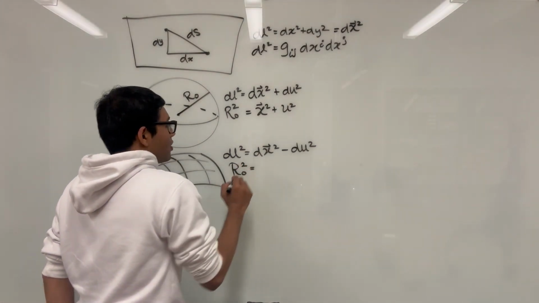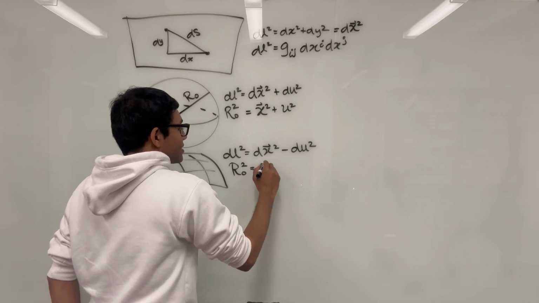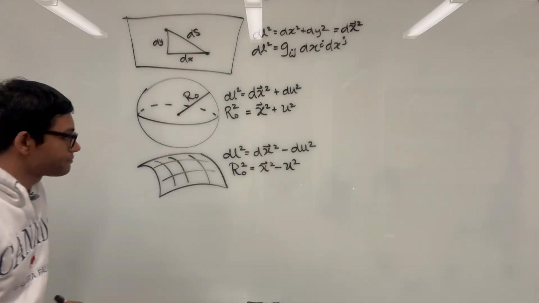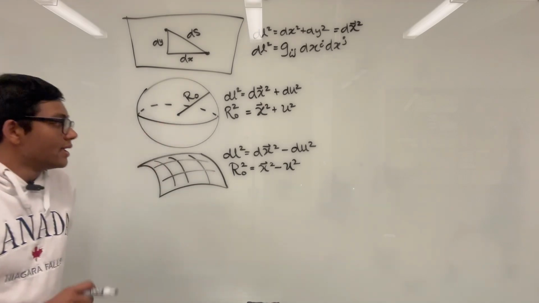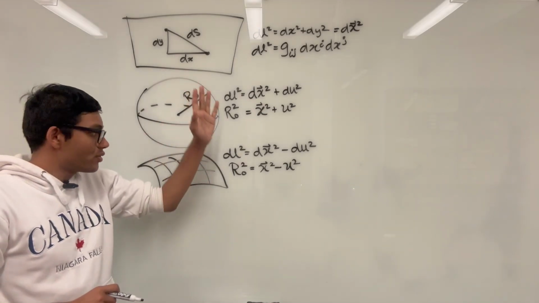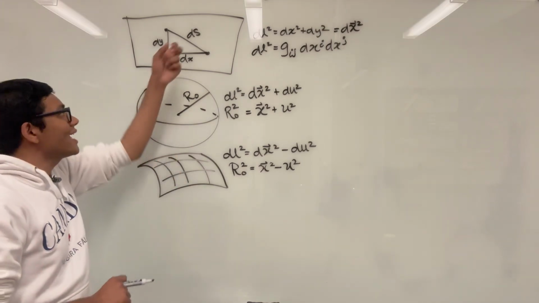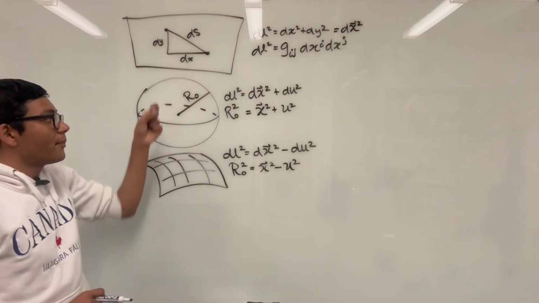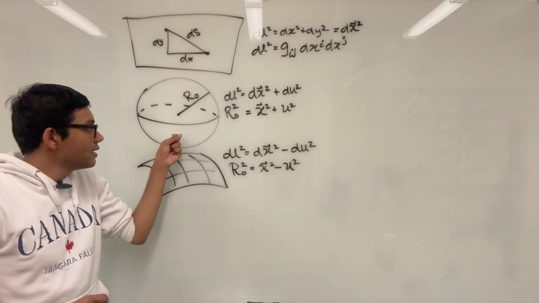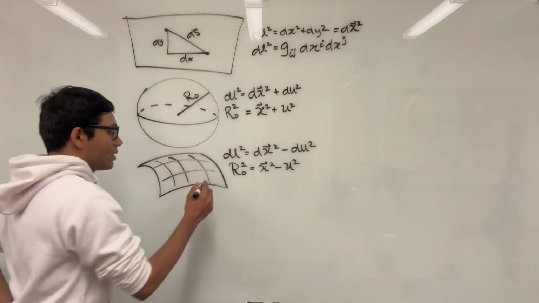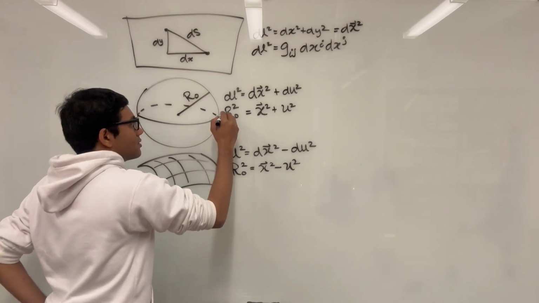And so now we're going to have r naught squared is x squared minus u squared. Okay? Great. So now we've got three different ways to express three different geometries: a flat geometry, a positively curved geometry, and a negatively curved geometry, like a hyperbola. Actually, I should put a minus sign here.